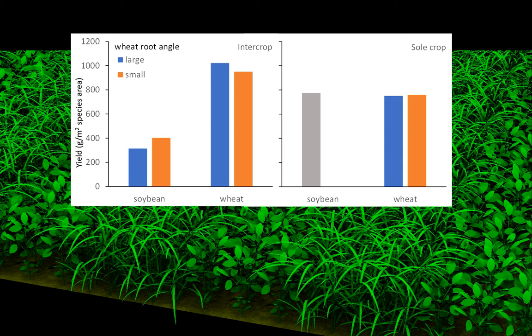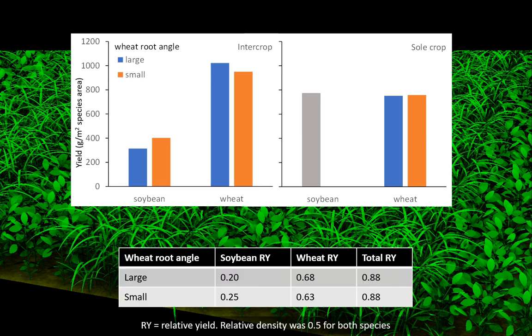And we can also see that this goes at the expense of what soybean is doing. So soybean is performing worse when wheat has a large root angle. We can also see here that the wheat plants do quite a bit better than in the sole crop. So the intercrop wheat outperforms the wheat in the sole crop, but the soybean plants actually perform worse than in the soybean crop. And this is reflected in the relative yields that we can see here.